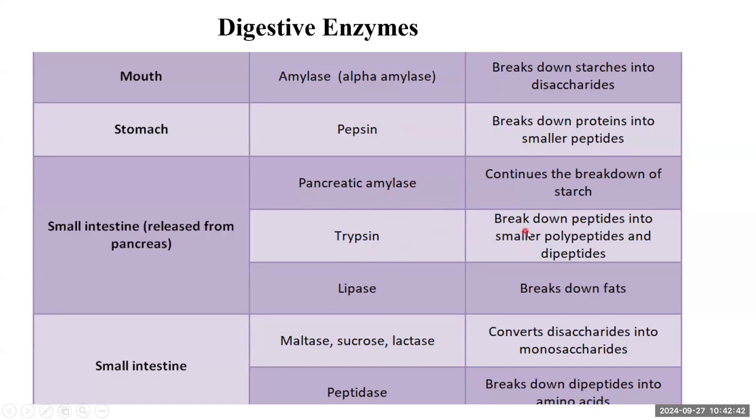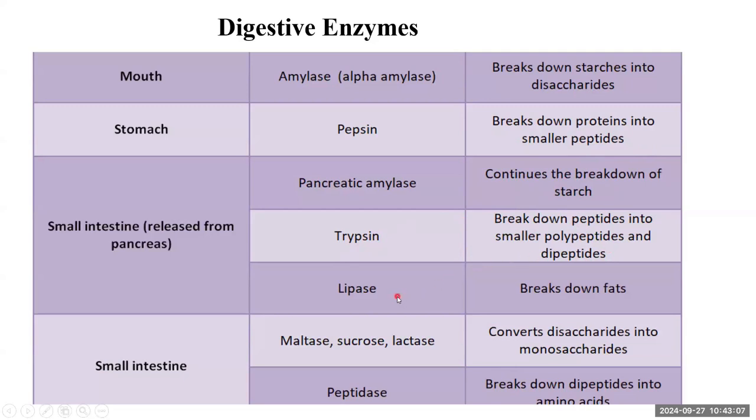Next comes trypsin. It breaks down peptides into smaller polypeptides and dipeptides. Pepsin first converts big chunks into smaller chunks, which are called peptides, and then trypsin acts on those small peptides and breaks them down into further very small particles that may not be detectable under the naked eye.